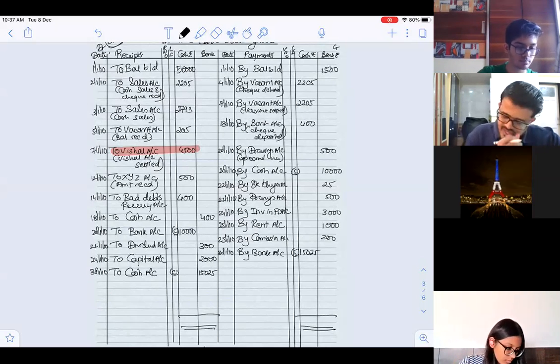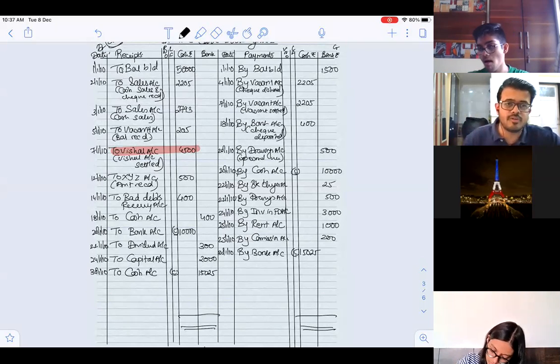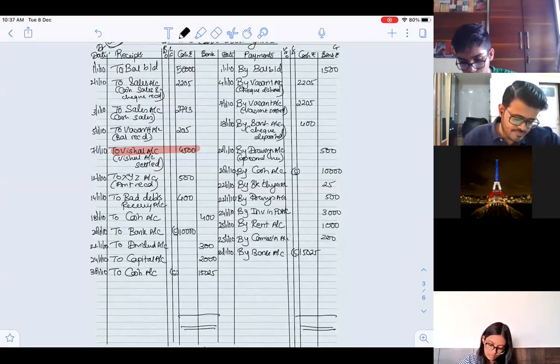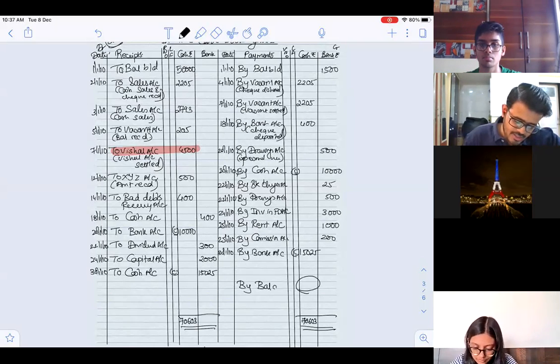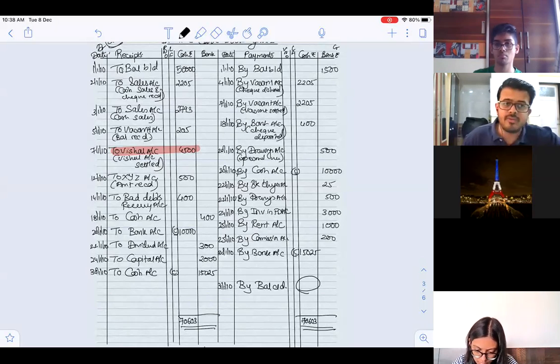What is the debit total of cash? Check. It should be more, always more. 70603. Please verify. 70603. Is she right? Please check. Buy balance CD 31,110. Bank maybe now debit will be greater because we have put the money.